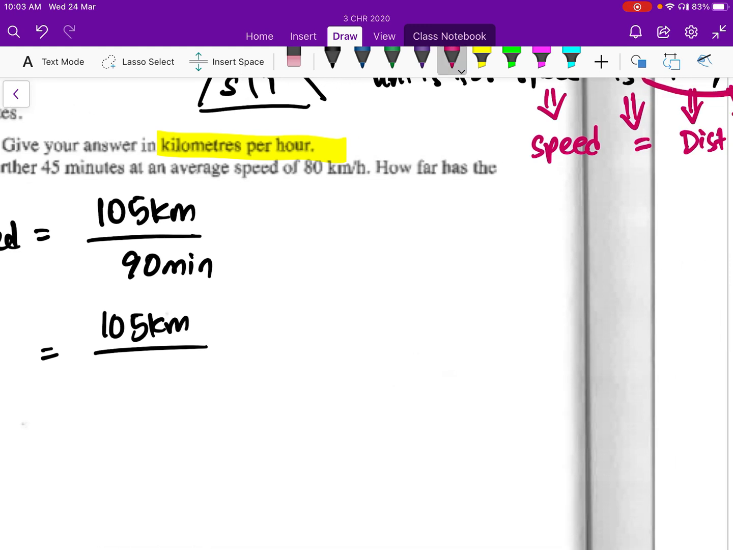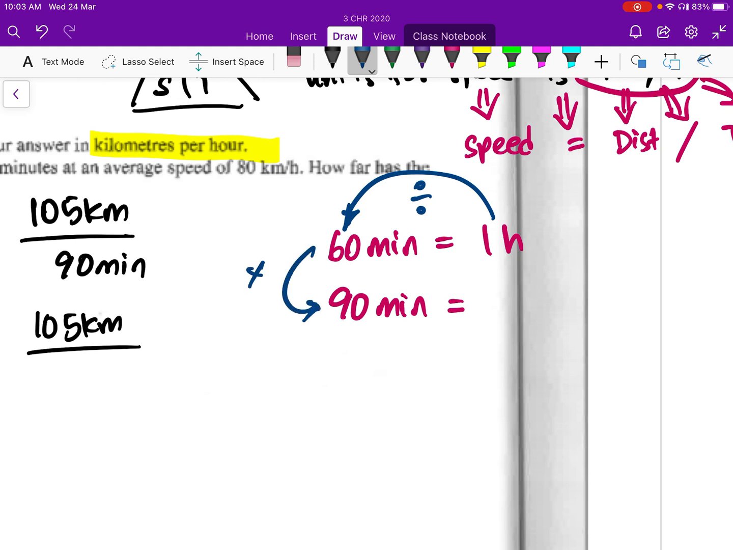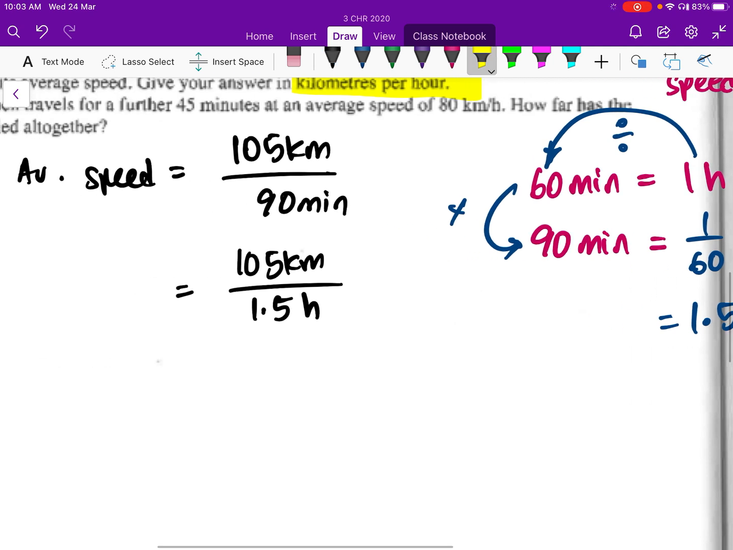Where is hour? So 60 minutes equal 1 hour. 90 minutes equal 1.5. Divide. See, I'm using this all the time. 1/60 times 90 give us 1.5 hours. I use this all the time because it's so useful. So we have 1.5 hours in the denominator. Now I have the units in terms of kilometers per hour. So I use my calculator and find out the value. 105 divided by 1.5, 70 km per hour.